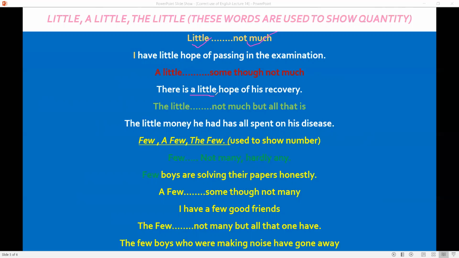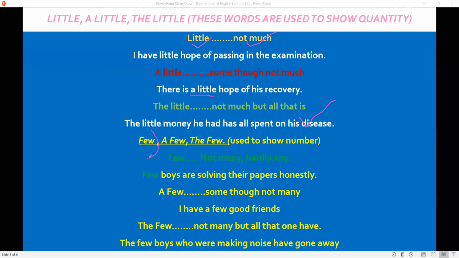He may recover, but chances are that he may not recover. This is the meaning of a little. The little, not much, but all that there is. The little money he had has all been spent on his disease. The little water that was in the jug, I drank it all. The little water: some, not much, but whatever there is, I have used that. I have drunk that.